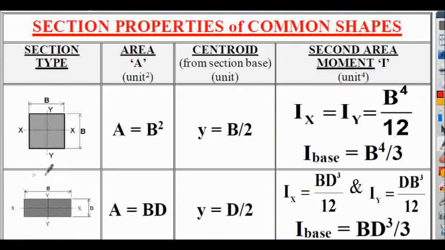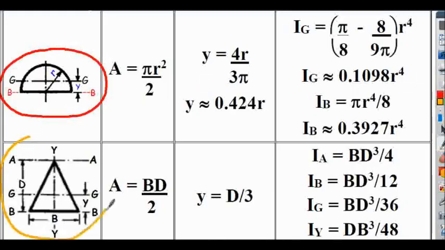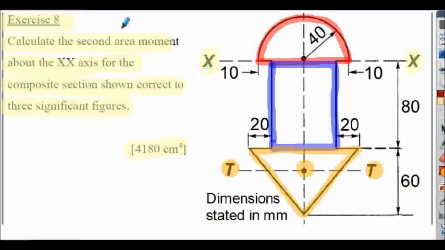For your reference, we'll need to use the formulae associated with the rectangular section, shown in this row. We will need to use the formulae associated with the semicircular section, shown in this row, and also with the triangular section, shown in this row. I'd now encourage you to stop the presentation and attempt this exercise, but the full work solution is shown on the following slides.